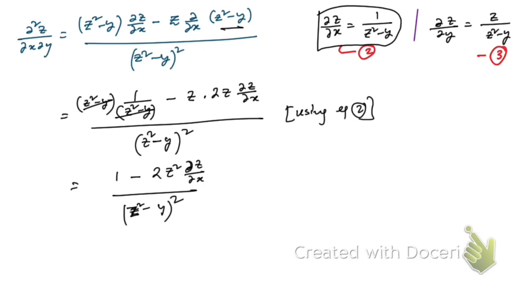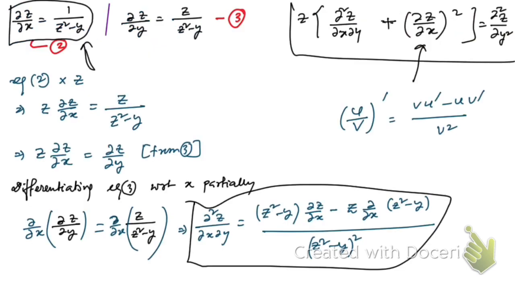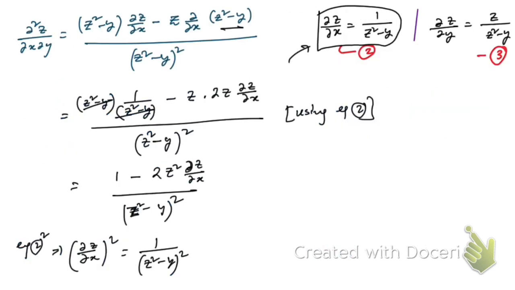So squaring this equation number 2 on both sides, if you square it, then you're gonna get (del z by del x) square, and on the right hand side you're gonna have 1 by (z square minus y) whole square. That's what we're gonna have. Now you see what we need to do. This one is the left hand side. Here we need to multiply z as well, and we need to add these two. So what do we do now?